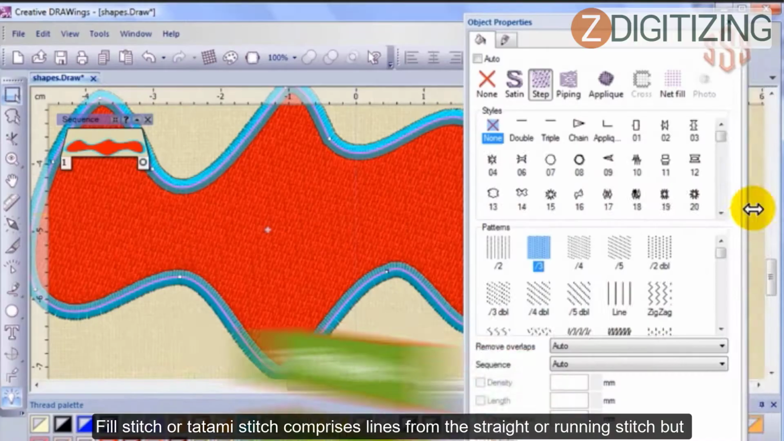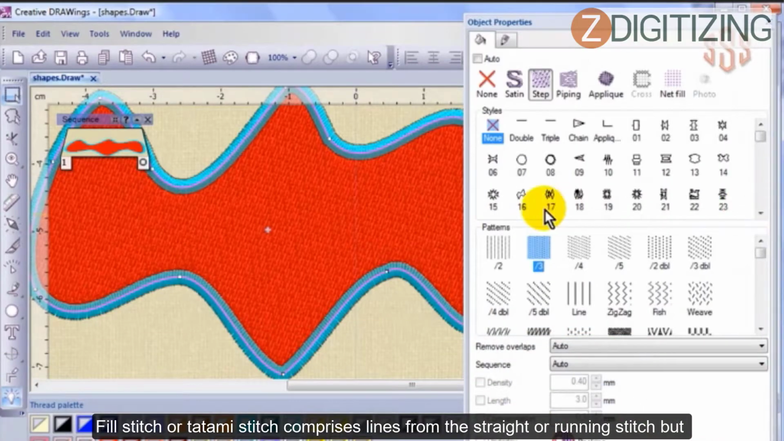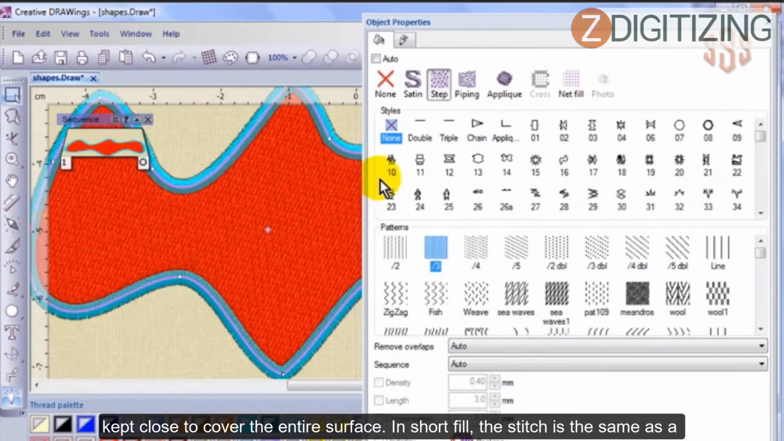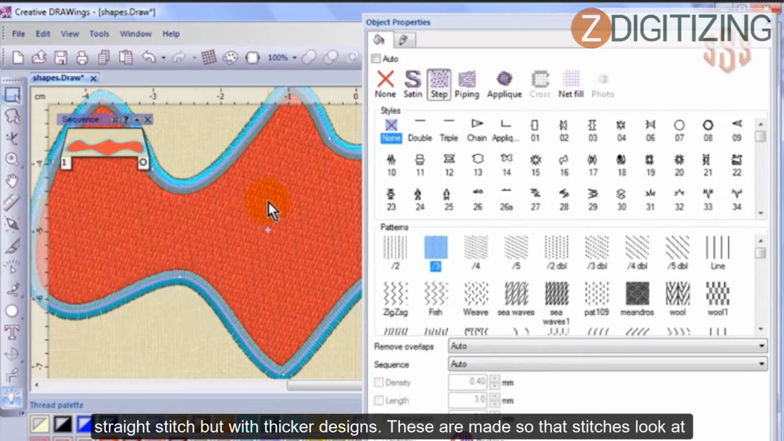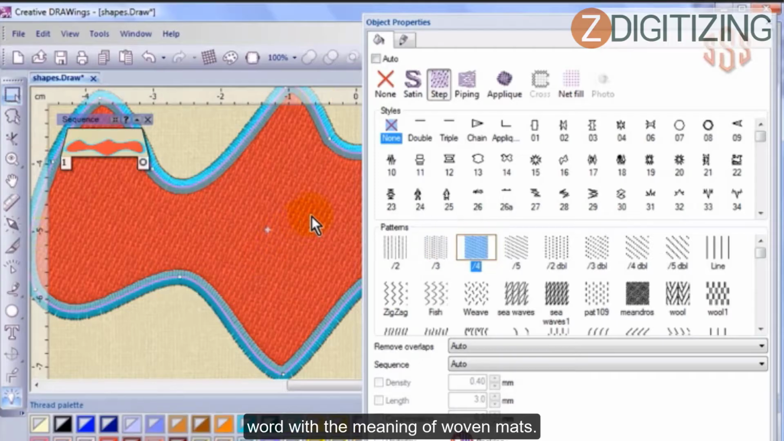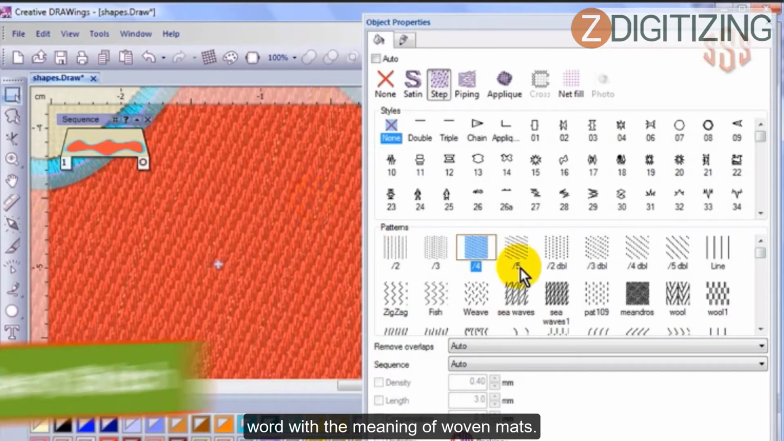Fill stitch. Fill stitch or tatami stitch comprises lines from the straight or running stitch but are kept close to cover the entire surface. In short, fill stitch is the same as a straight stitch but with thicker designs. These are made so that stitches look like a woven design, and that's why it is known as tatami, which is a Japanese word meaning woven mats.